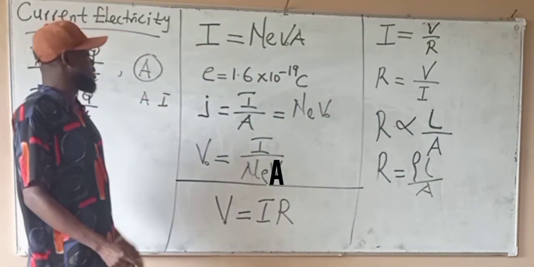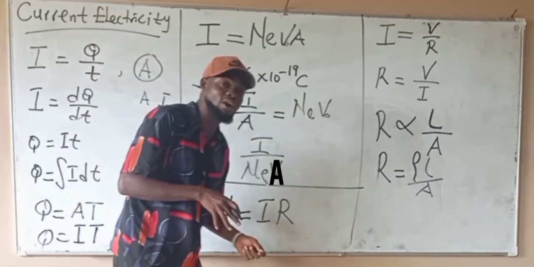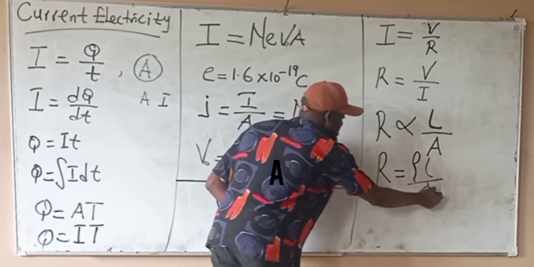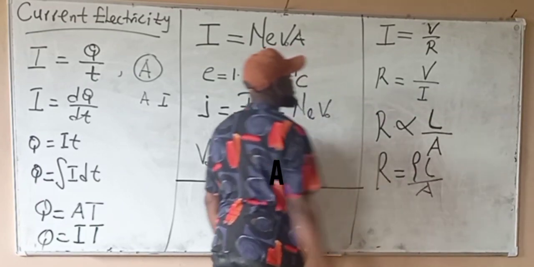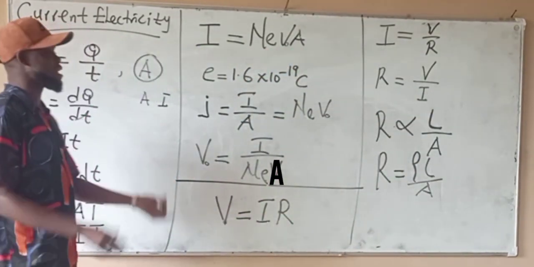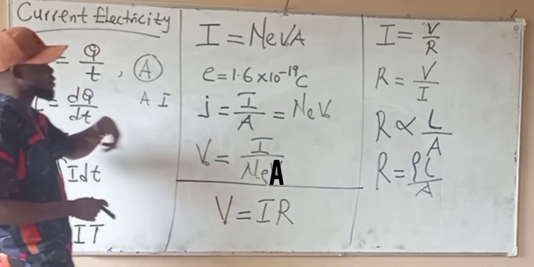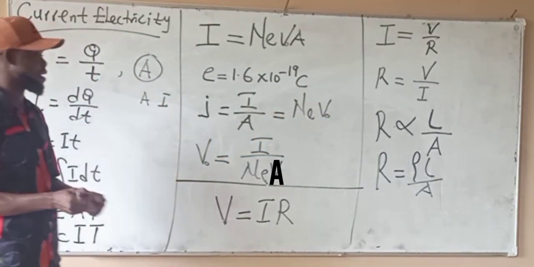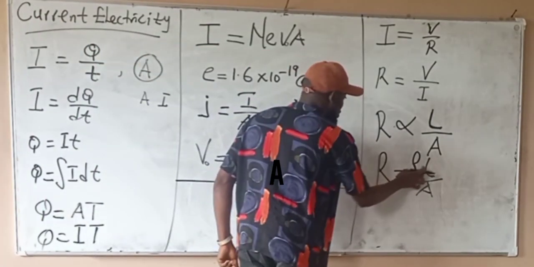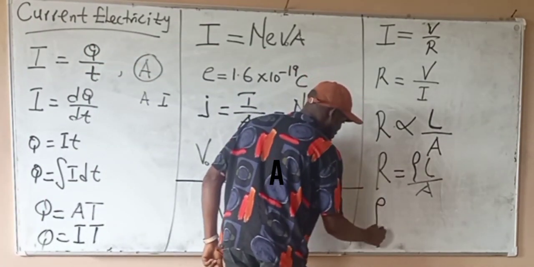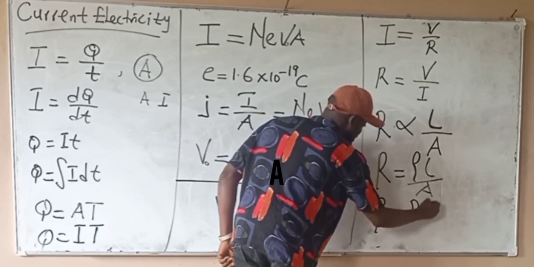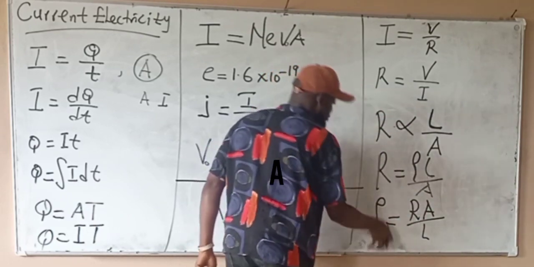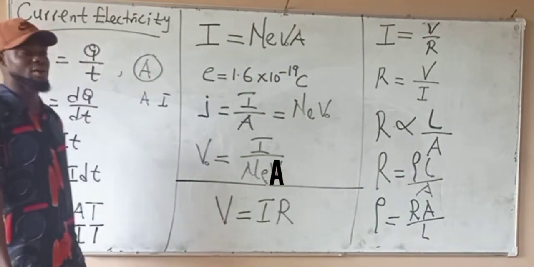That's what we call it, the resistivity of the material. Then R is resistance, A is cross-sectional area, and L is the length of the material. So the resistance of the material is always directly proportional to the length and inversely proportional to the cross-sectional area. So from here, rho, the resistivity of the material, can also be R times A over L. This times this divided by L will also be the resistivity of the material.